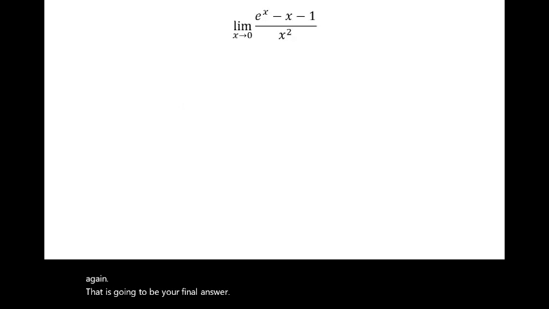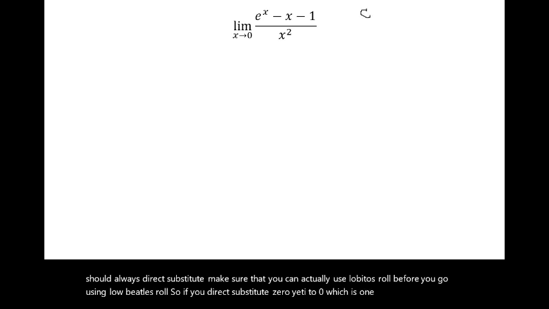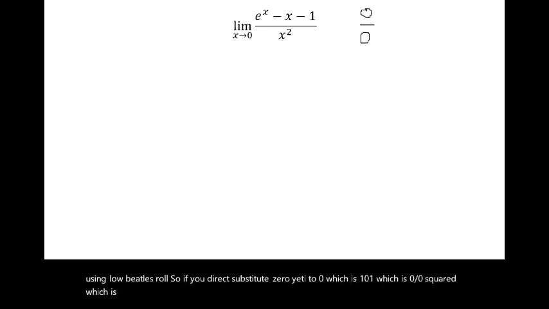So we're going to do that again for here. Remember, anytime you are faced with a limit, you should always direct substitute. Make sure that you can actually use L'Hopital's rule before you go using it. So if you direct substitute 0, you get e to the 0, which is 1, minus 0 minus 1, which is 0, divided by 0 squared, which is 0. So we can use L'Hopital's rule for this.